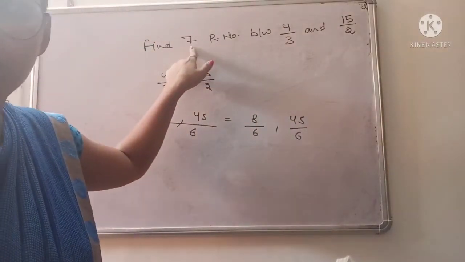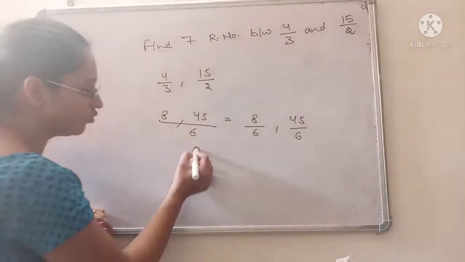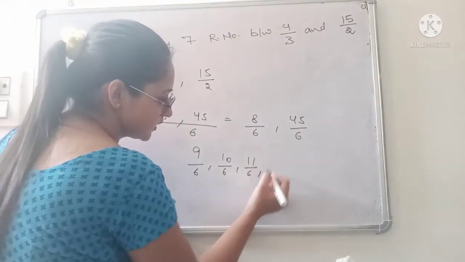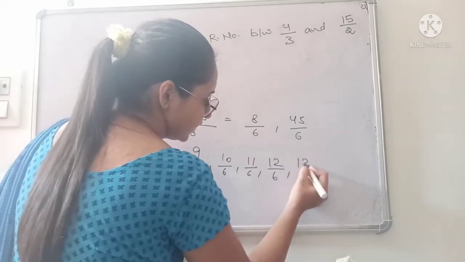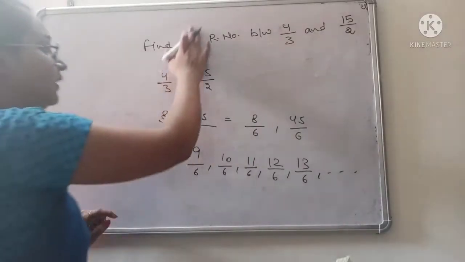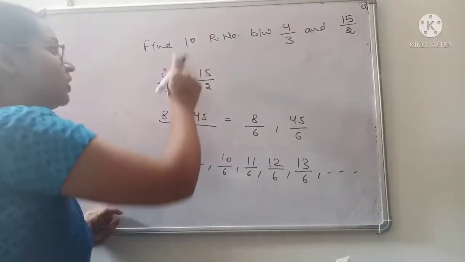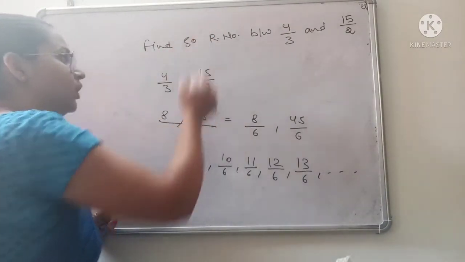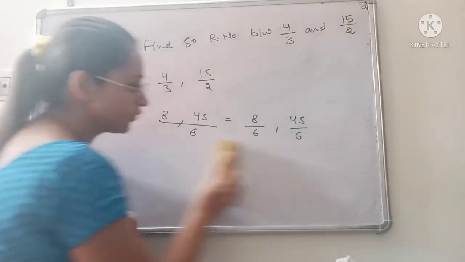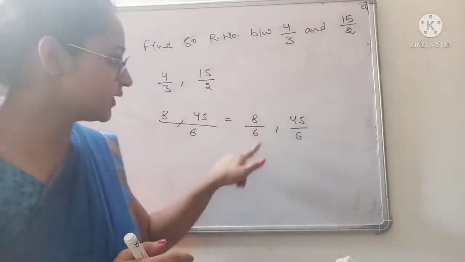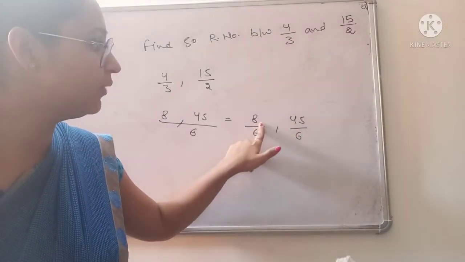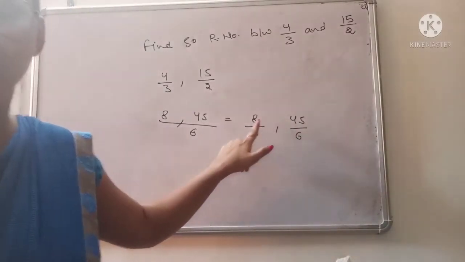We have to find how many rational numbers? 7. Yes, we are able to find 9 upon 6, 10 upon 6, 11 upon 6, 12 upon 6, 13 upon 6 and so on. And instead of 7, if I ask for 10 rational numbers, or 50 rational numbers, what will you do for 50? You will take 8 upon 6 and 45 upon 6. Between them, 45 minus 8 is 37, around 37 or 36.